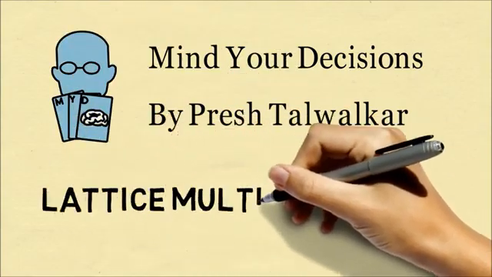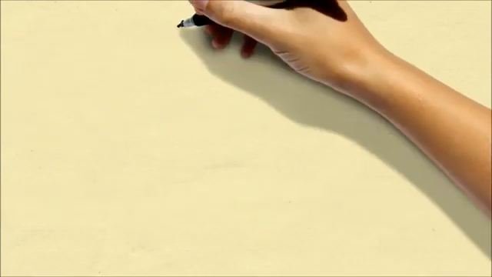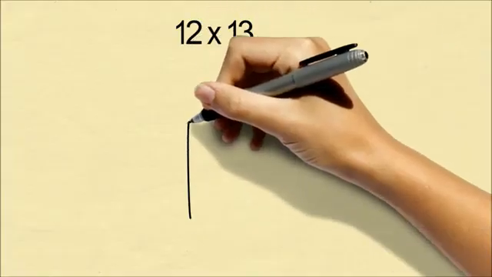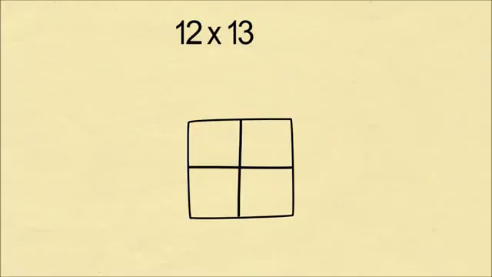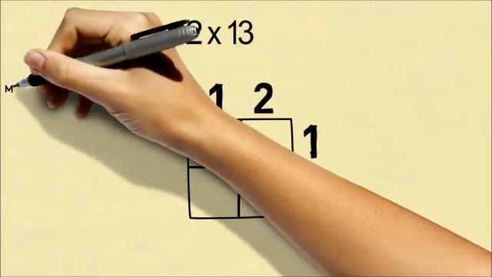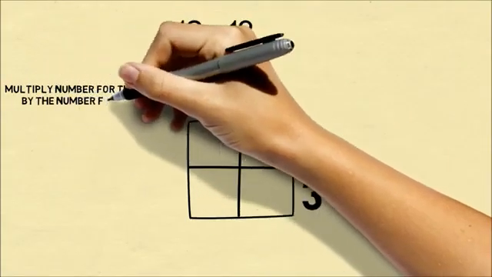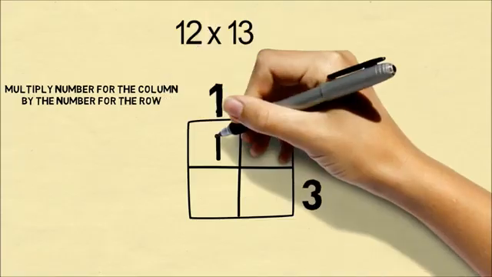In this video, I'm going to teach you the lattice method of multiplication. Let's say you wanted to multiply 12 by 13. We'll draw out a 2 by 2 table, and we'll write the number 12 in the row and the number 13 in the column. Now we'll multiply the number in the column by the number in the row.